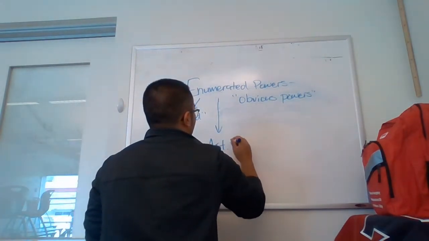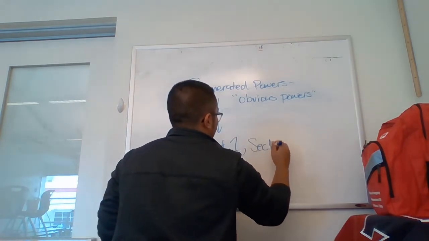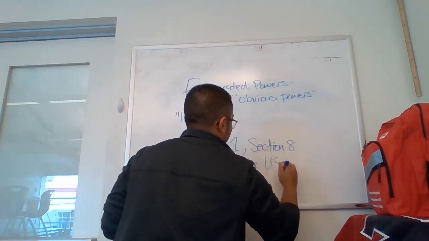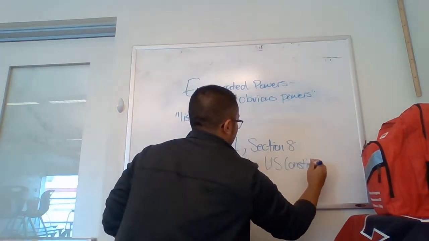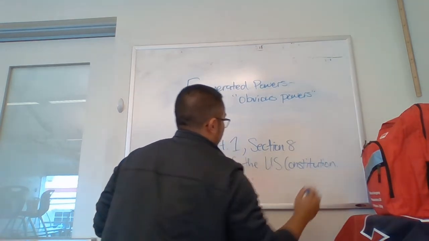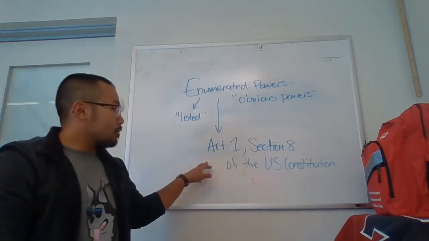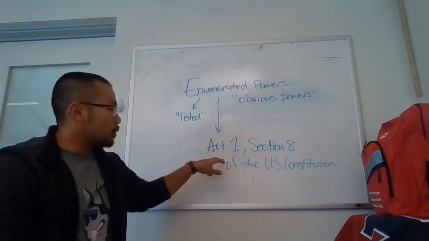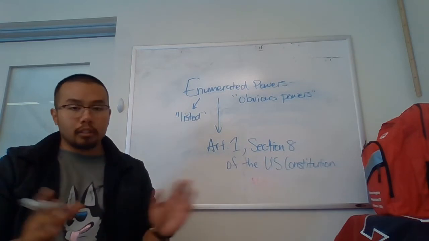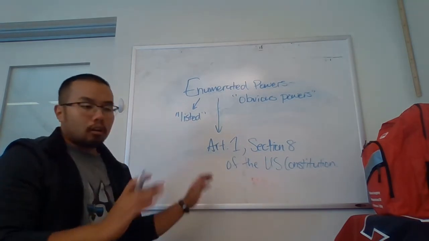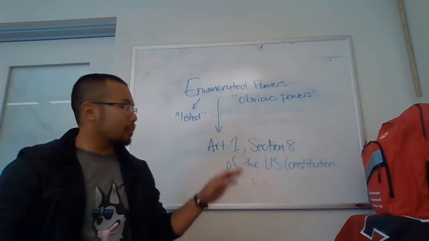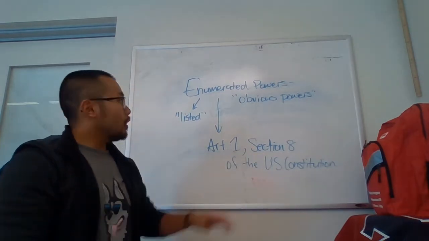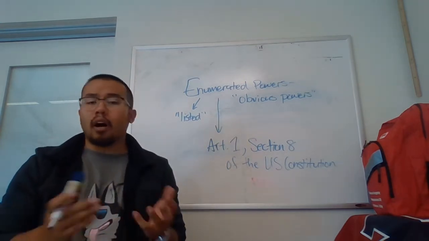under Article 1, Section 8 of the U.S. Constitution. Okay. You might get a question about this, and most of the time, you just need to know where they come from. Article 1, Section 8. The place politicians, the place scholars, the place high school teachers cite most often is this particular article and section right here. Okay, the way you can think about this is obvious powers.